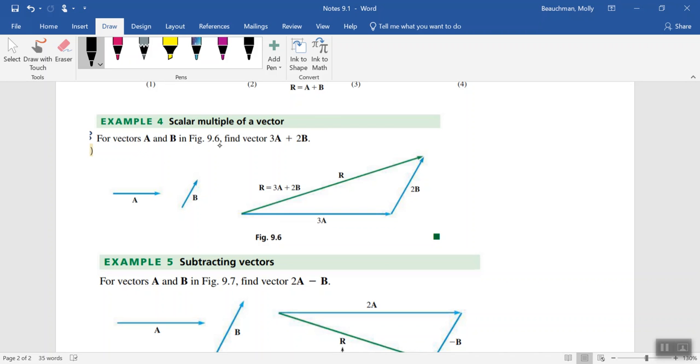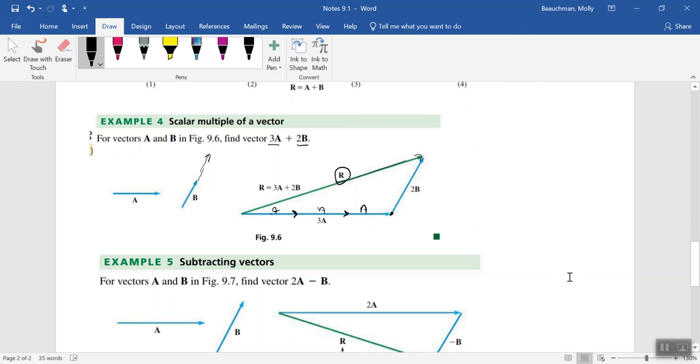So for vectors A and B, if we're going to take 3 times A plus 2 times B, vector 3A is a length in the same direction as A, but it's 3 times larger. So this is the vector 3A. And then the vector 2B is B twice as large. So we're going to take the initial side of 2B and put it next to the terminal side of 3A. And then the resultant vector, this vector, is our answer.